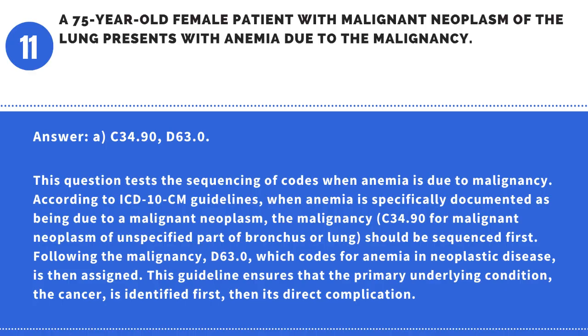This question tests the sequencing of codes when anemia is due to malignancy. According to ICD-10-CM guidelines, when anemia is specifically documented as being due to a malignant neoplasm, the malignancy, C34.90 for malignant neoplasm of unspecified part of bronchus or lung, should be sequenced first. Following the malignancy, D63.0, which codes for anemia in neoplastic disease, is then assigned. This guideline ensures that the primary underlying condition, the cancer, is identified first, then its direct complication.